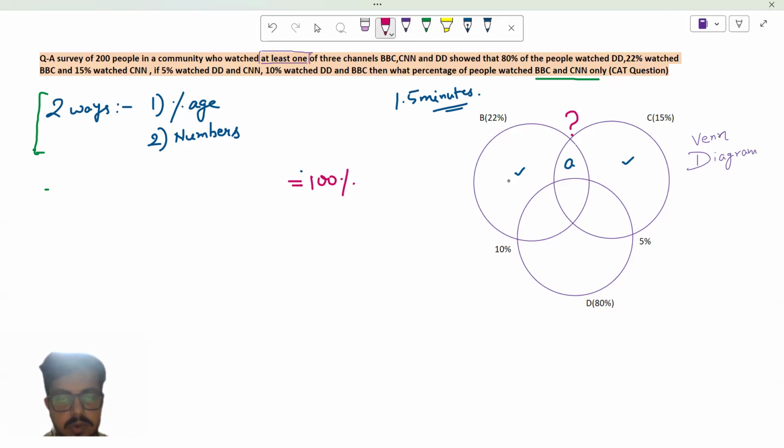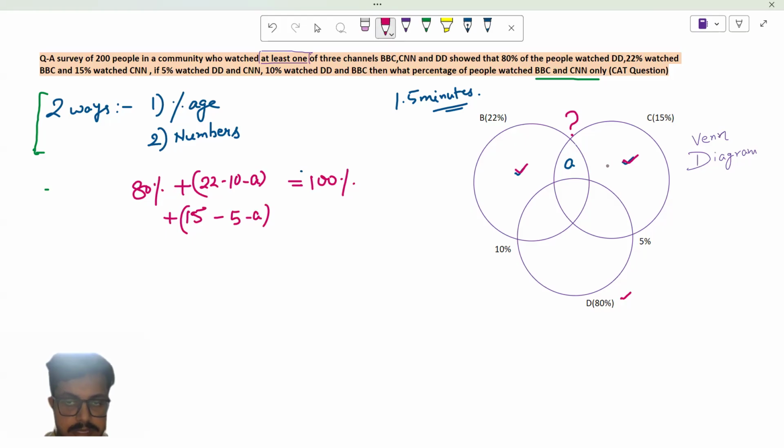Now what do we need to do with this 100%. We know that this 80% would come as whole because we do not need to confirm with this area, right? So 80% plus we have this area and this area to be taken. Now we can easily do that. The first area would be 22 minus 10 minus a, and the second area would be 15 minus 5 minus a. Since we have taken these areas, we would need to take a also.